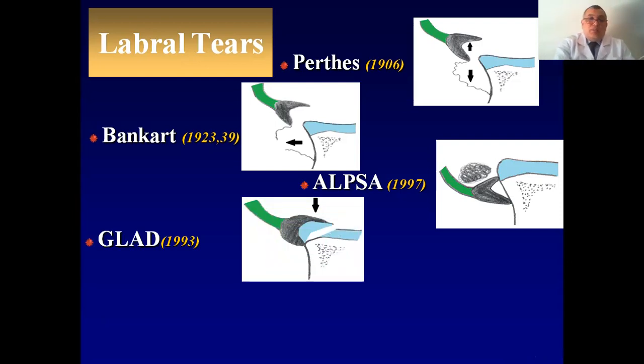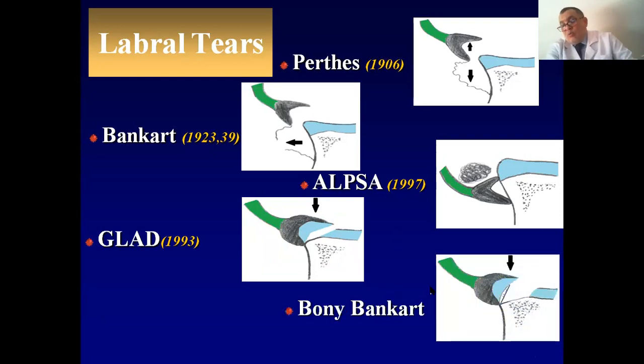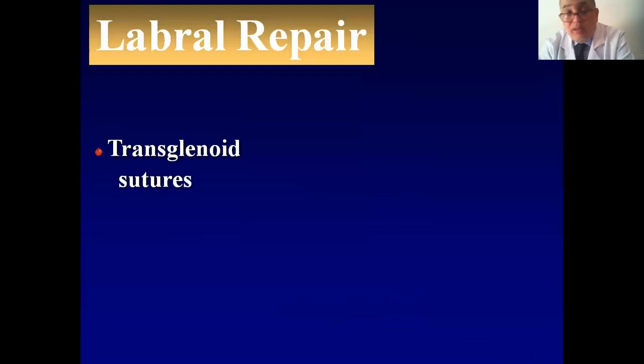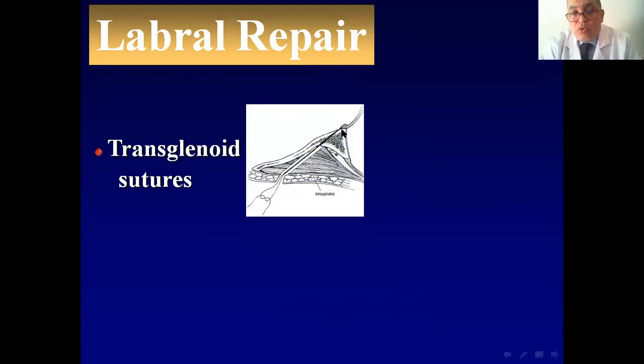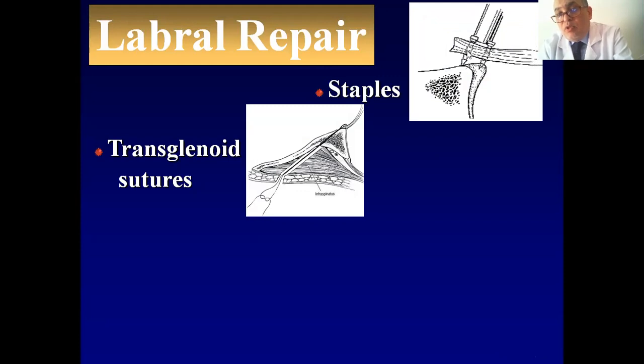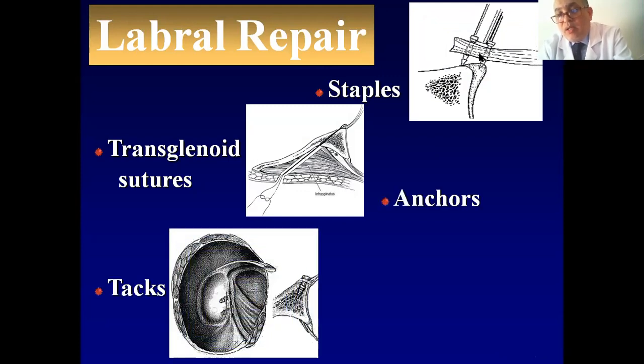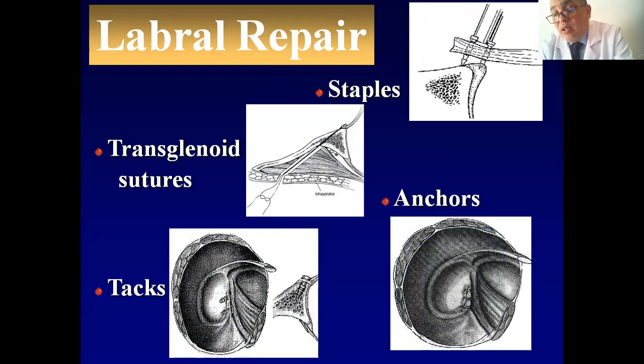The GLAD lesion was described in 1939, in which the labrum is detached with part of the articular surface of the glenoid. And another type, which we all see commonly now, is a bony Bankart, in which the labrum is detached with part of the anterior edge of the glenoid. Arthroscopic Bankart repair was first described using transglenoid sutures, passed through the glenoid and tied over the fascia of the infraspinatus. Then staples were used, then tacks were used, and finally, now the most popular thing is the anchors.